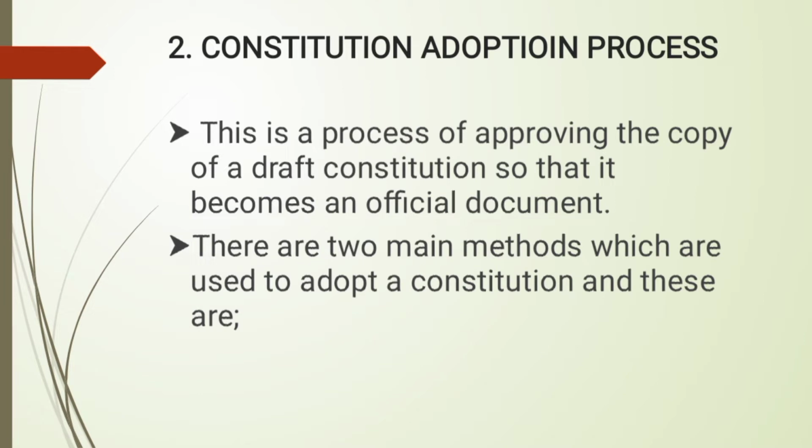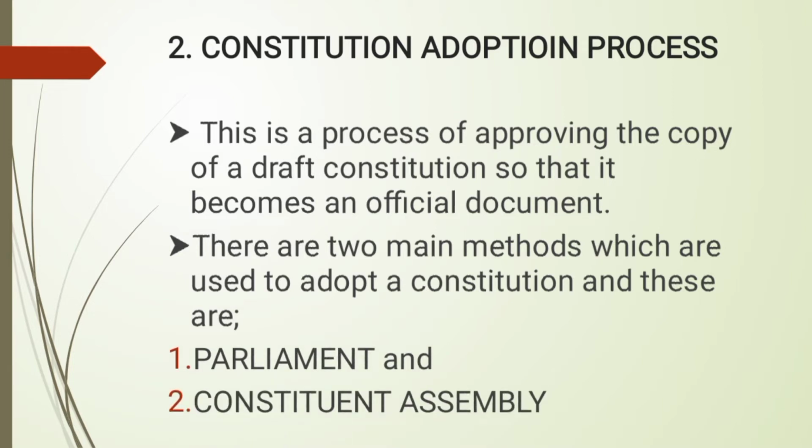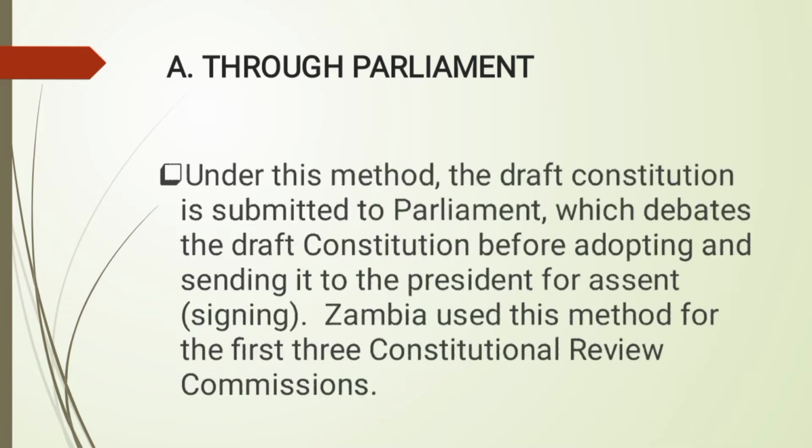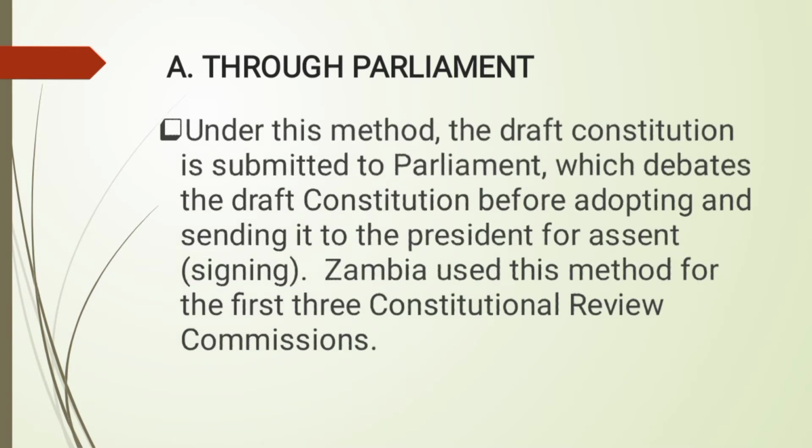There are two main methods which are used to adopt the constitution of a country, and these are: one, by parliament, and two, constituent assembly. So constituent assembly is appearing on both constitution making process and constitution adoption process. Let us quickly look at adoption of a constitution through parliament. I hope you all know parliament.